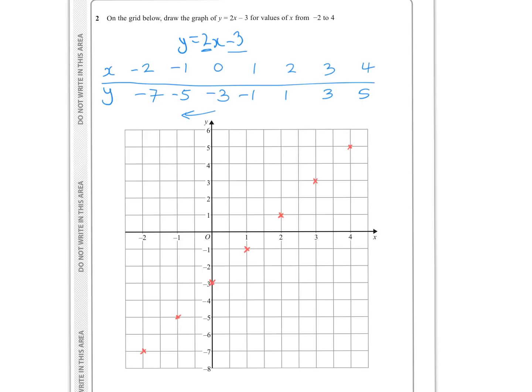We didn't have to do all of those points. We could have, say, done this one here and then just gone along 1 and up 2 and maybe got away with drawing our line all the way through just using 2 points. But it's best to do as many as you can if you've got the time. Just quickly drawn in the line. And there we have it, y equals 2x minus 3.